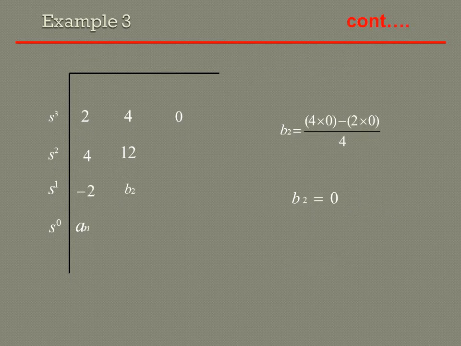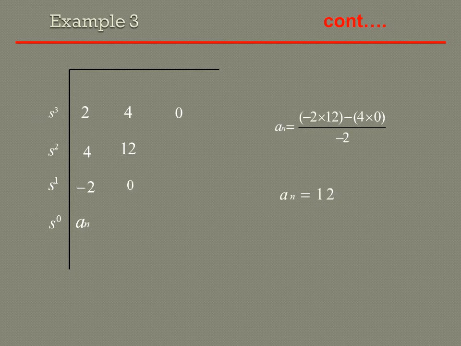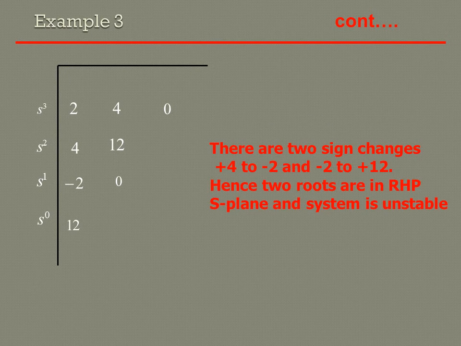Now B2. B2 is equal to 4 into 0 minus 2 into 0 divided by 4. So B2 is equal to 0. Then AN. AN is equal to minus 2 into 12 minus 4 into 0 divided by minus 2. Therefore, AN is equal to 12. So this is how our roots array is formed.